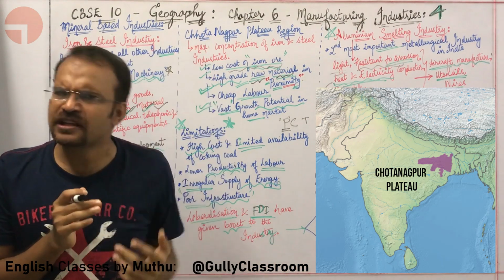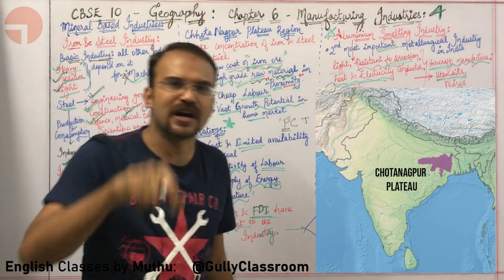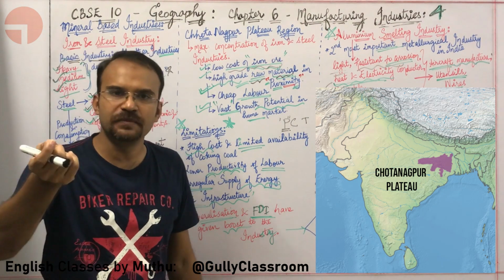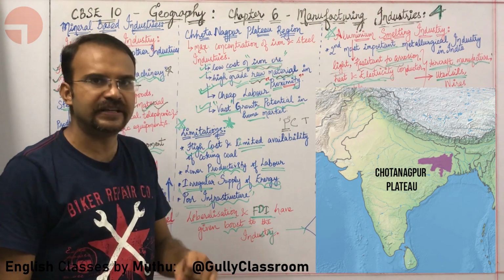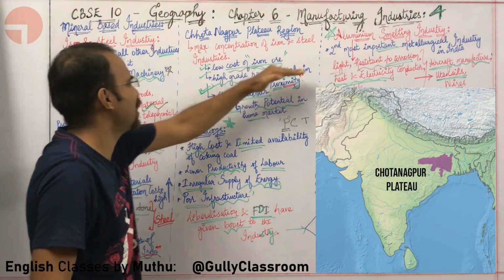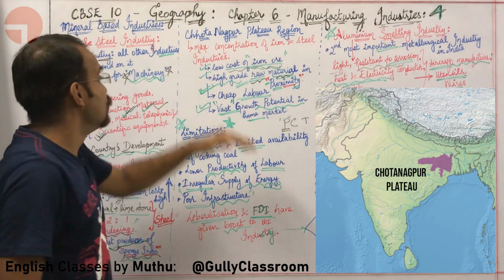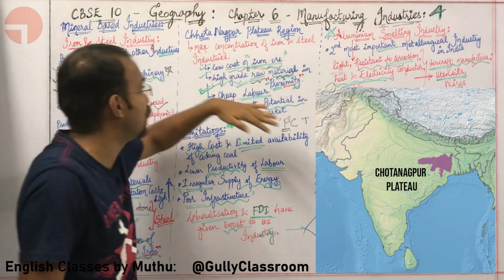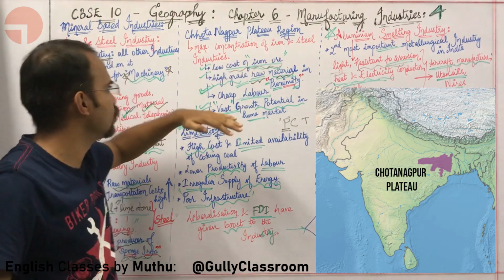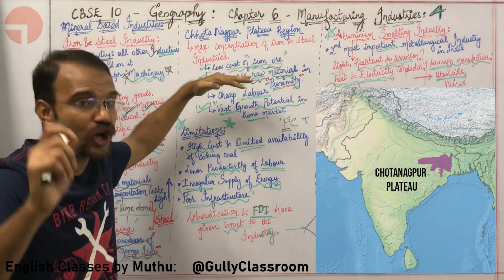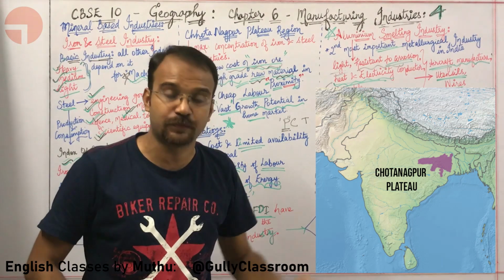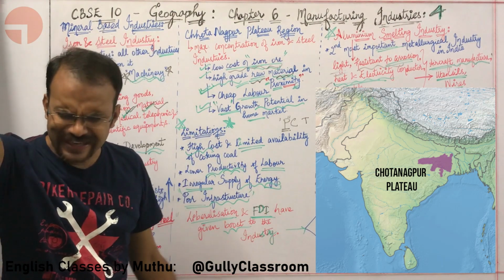Sir, give me another word for nearby. In proximity. Oh, so proximity means nearby. Yes, proximity means nearby. High grade of raw material in proximity. So Chota-Nagpur Plateau has low cost of iron ore and also high grade of raw material in proximity. Proximity means nearby.